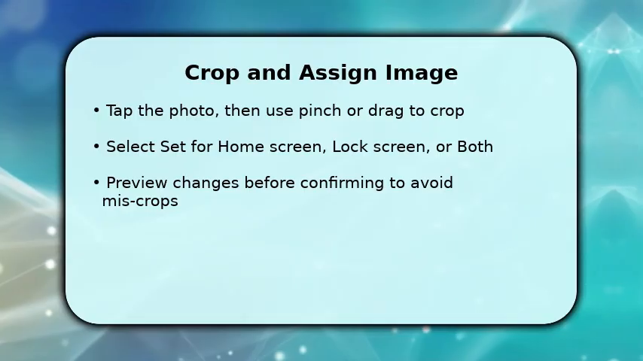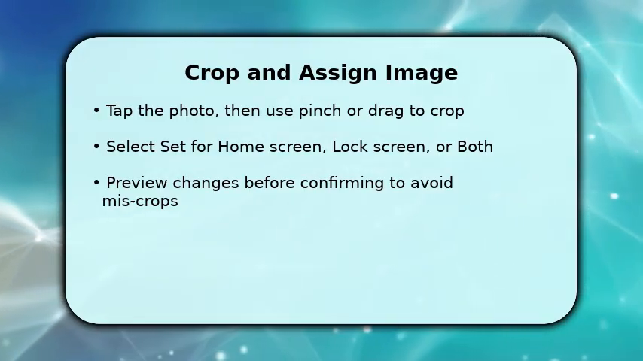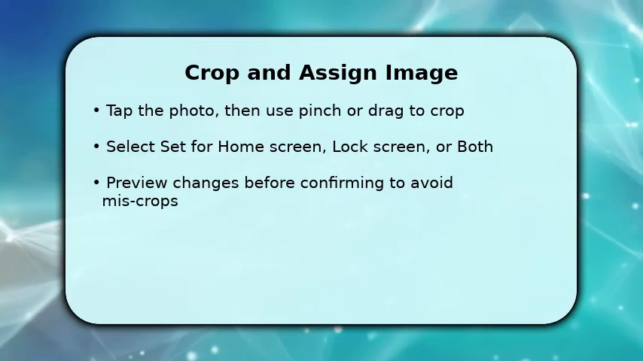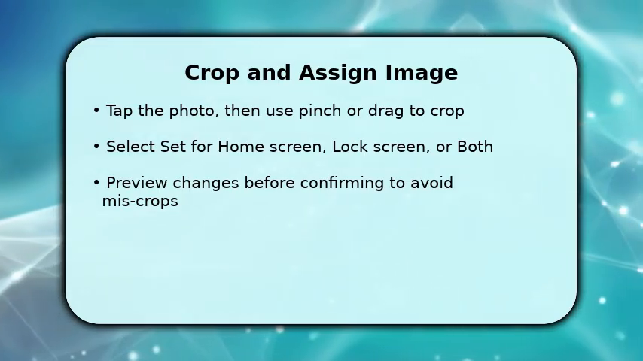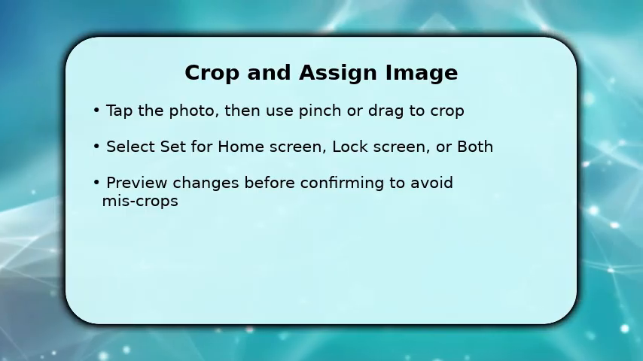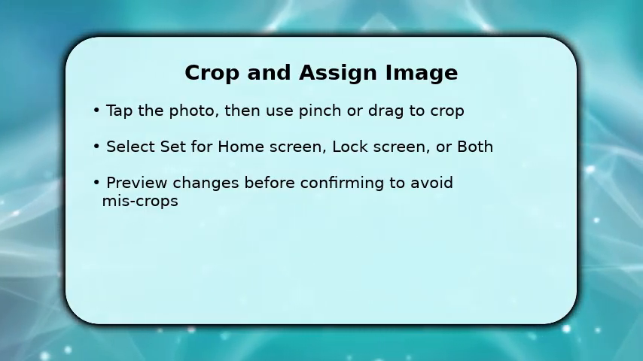Once the framing looks right, choose whether to apply the image to the home screen, lock screen, or both. Make sure to preview each option because aspect ratios differ. 16:9 will behave differently than standard phone ratios. Tap Set or Apply to commit the change. Then wait a second while the system applies it.